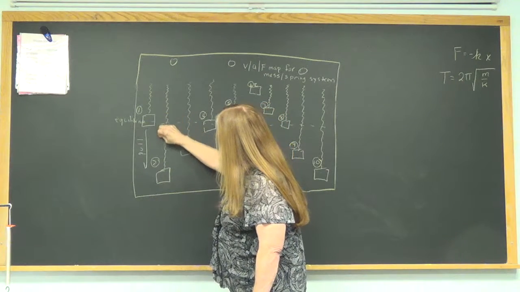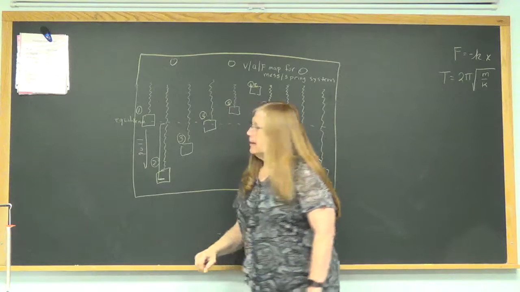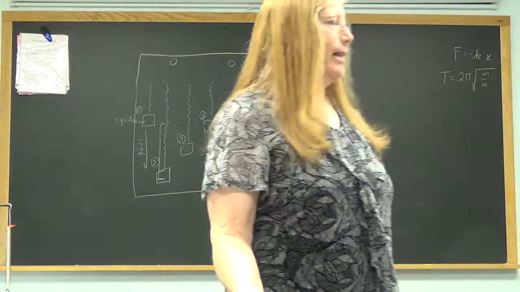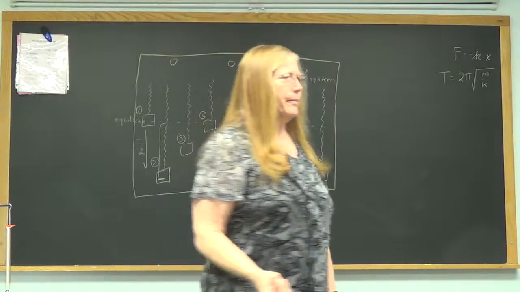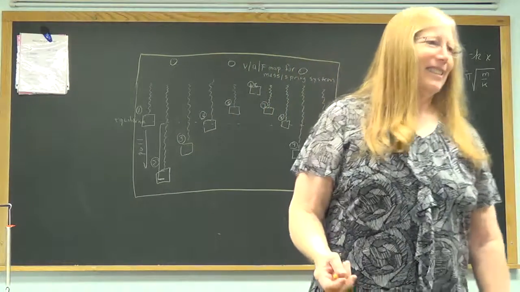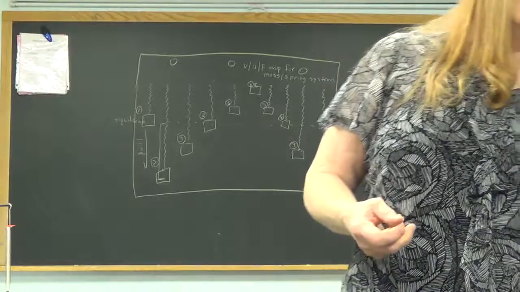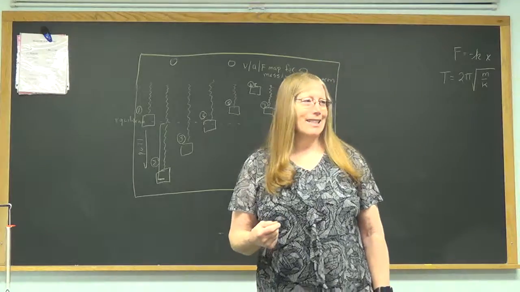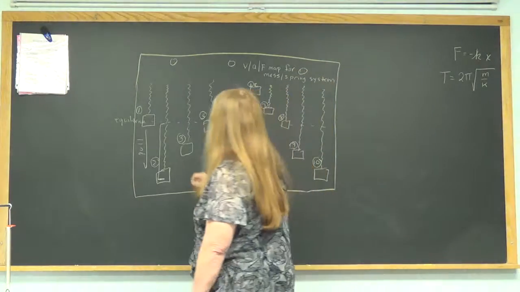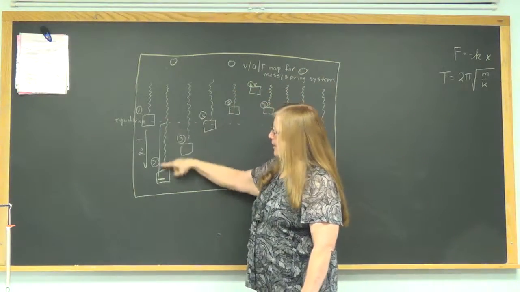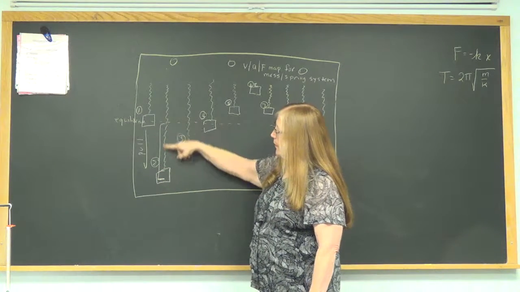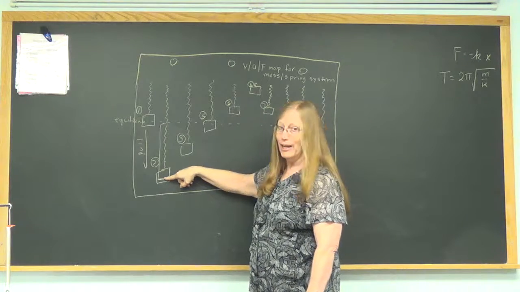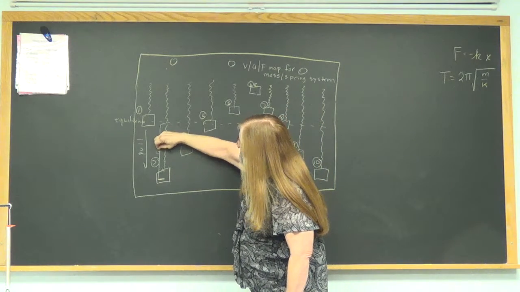What's this position called? Dimitri, what's that position called when it's the furthest away from the equilibrium? Amplitude, right. All right, so now in position 2, draw a line, and it's the furthest away from equilibrium as it's going to go, and that's called the amplitude.